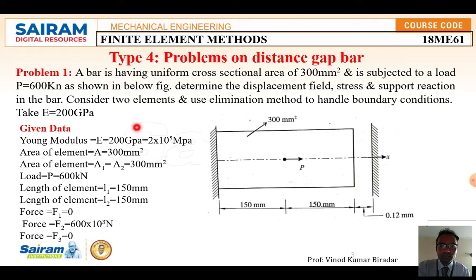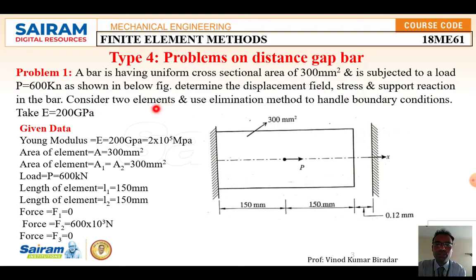A bar has a uniform cross sectional area of 300 mm square and is subjected to a load of P is equal to 6 kilonewton. Again the unit is wrong here; K should be a small letter and N should be a capital letter. So P is equal to 600 kilonewton as shown in the figure. Determine the displacement, stress and reaction in the bar. Consider it as a 2D bar element.